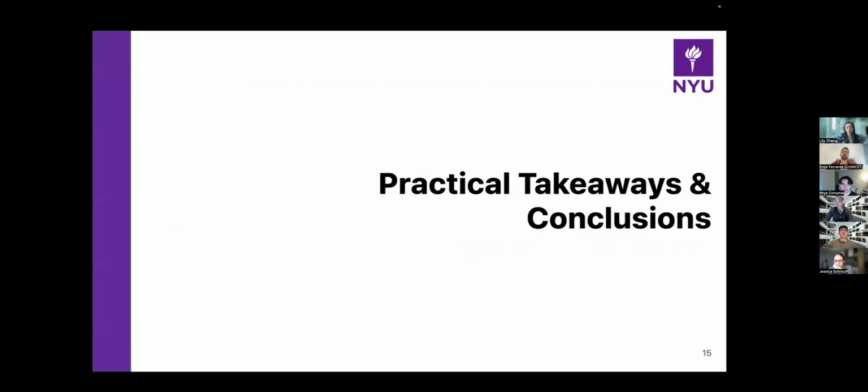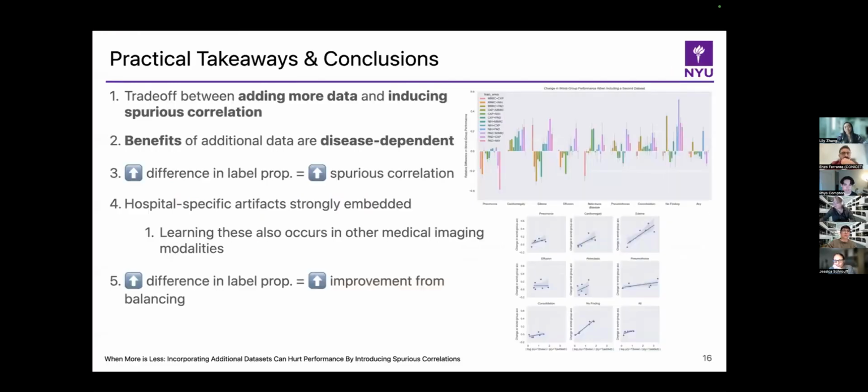So just to wrap things up with some takeaways and conclusions, we note, first of all, there's a trade-off between adding more data to train your ML models and potentially inducing a spurious correlation. It's certainly not the case that more is always better. We note that the benefits of adding this data can be very disease dependent, so it's important to evaluate your model across a wide range of diseases, different tasks that you have available to you.